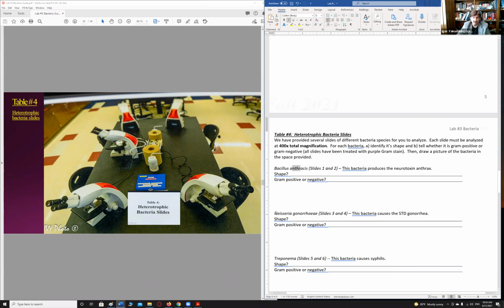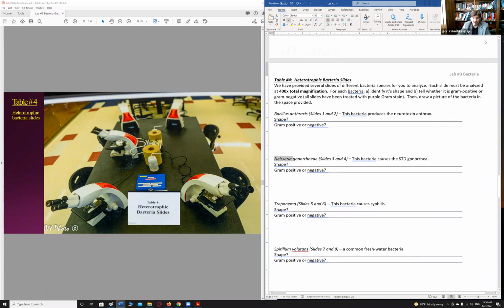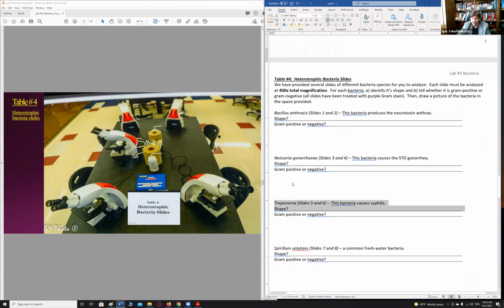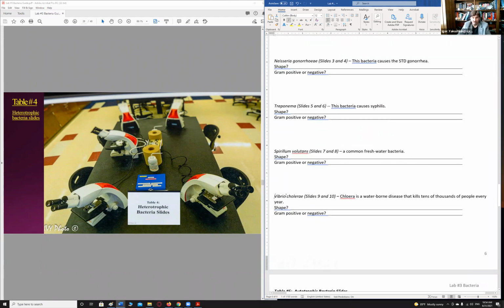Neisseria gonorrhea. Neisseria is the name, so we don't really know what the shape of that is. Treponema, we also don't know the shape, but Spirillum volutans, it's a spirochete right there. Like Vibrio causing cholera, so comma-shaped bacteria which cause cholera. Lots of throwing up and diarrhea. Dehydration and you're dead. Still thousands of people dying every year from that particular bacteria.